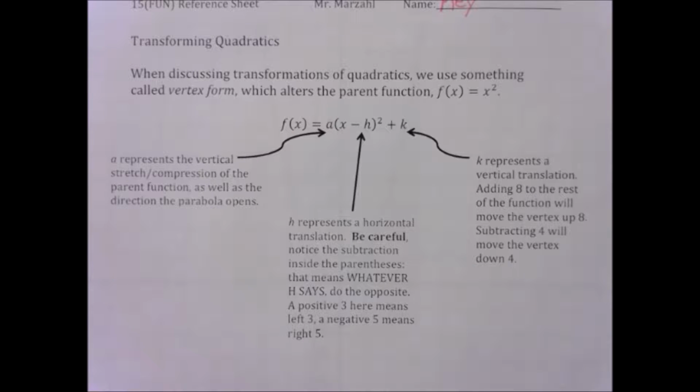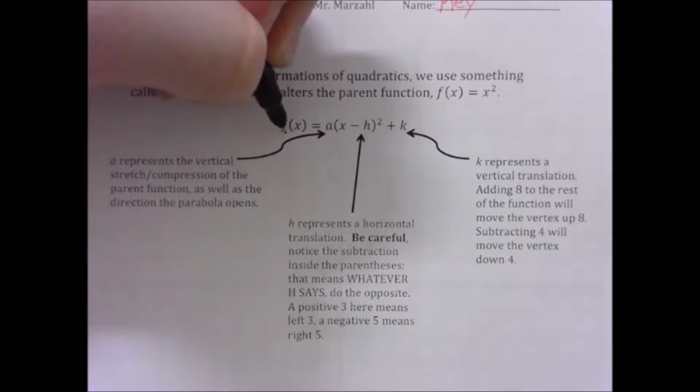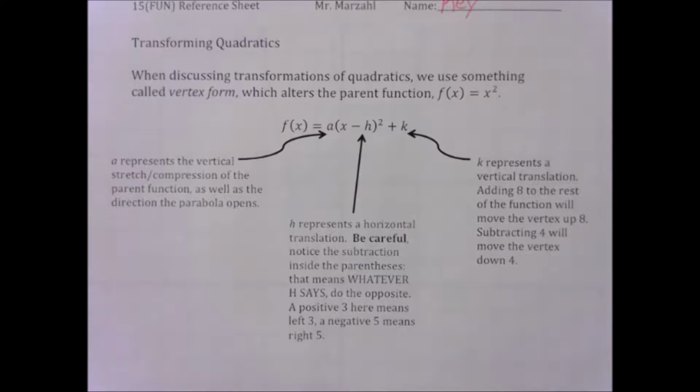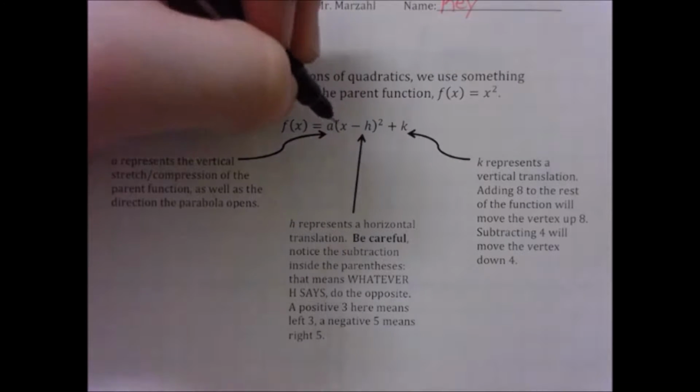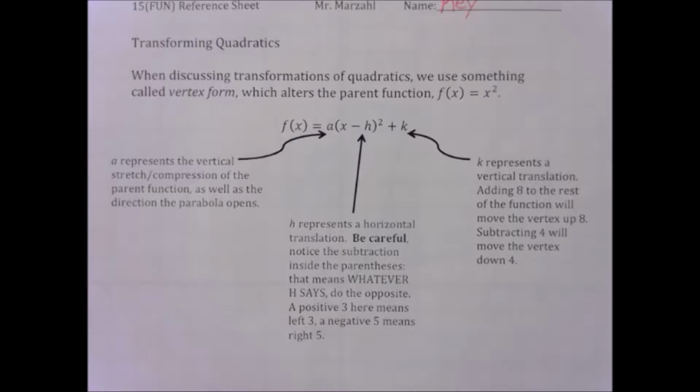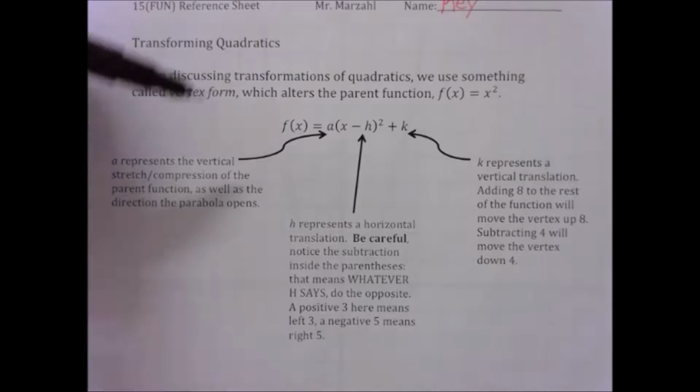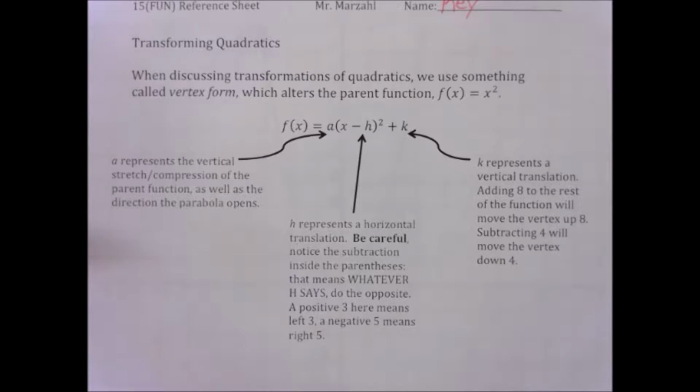First starting point is our equation. So the function, y equals a times x minus h, the minus is important, that's the thing that makes everything opposite inside that parentheses, squared plus k. So there's a lot going on with a. A gives us our vertical stretch and compression, as well as the direction it opens.